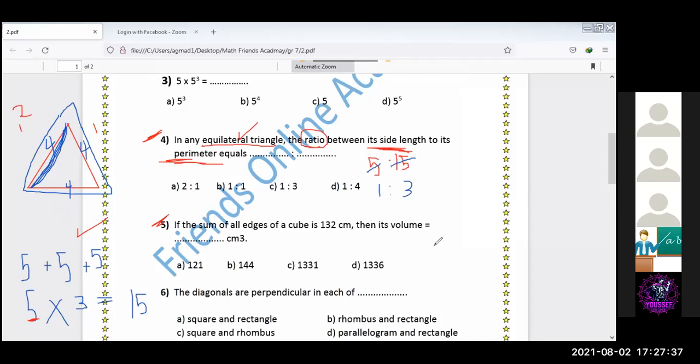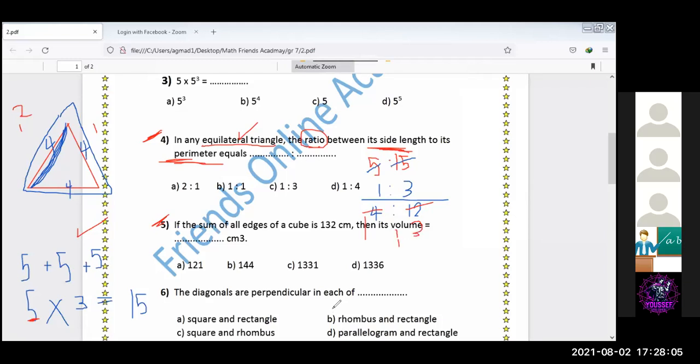Excellent. 2. The perimeter is 12. Excellent. Now let's simplify them. Both of them are in the multiplication table. 4 divided by 4 gives me 1. 12 divided by 4 gives me 3. We get the same answer or no, Yusuf?